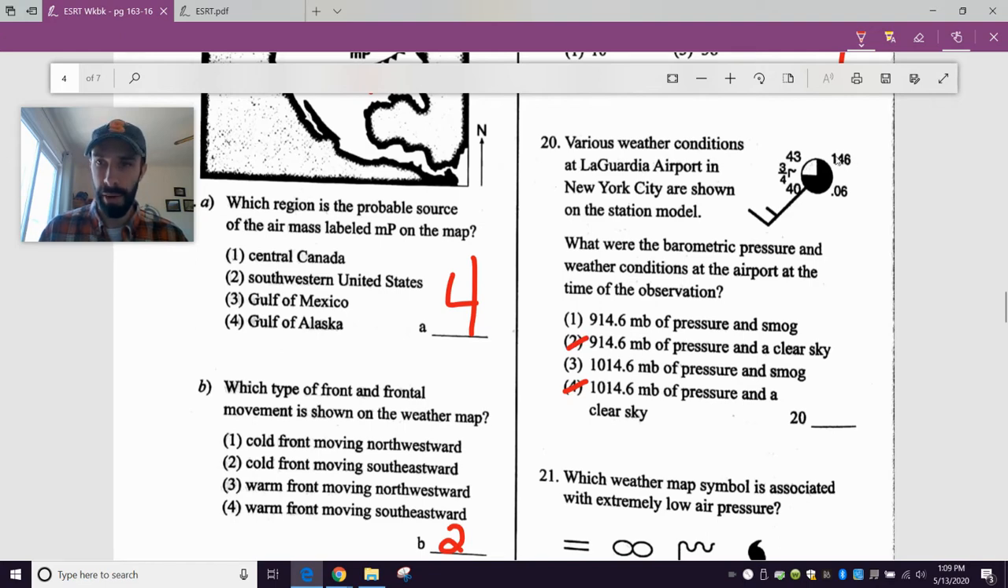This number right here is a number that is less than 500. And if you remember the pressure rules, if it's less than 500, you add a 10 to the front of it. If it's more than 500, then you add a 9 to the front of this. So this becomes 1014.6, and that is the correct answer, number 3.